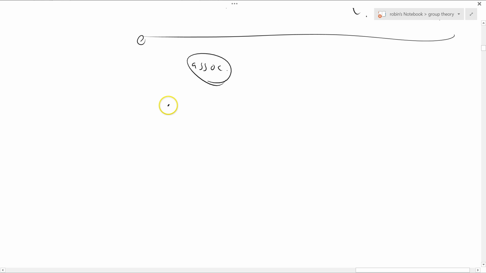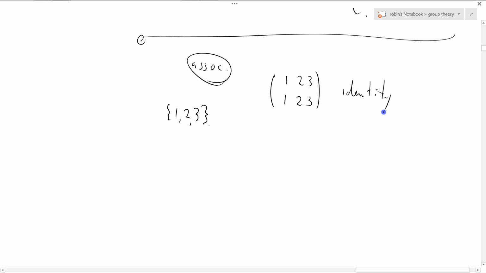I'm going to consider the set of three elements, 1, 2, 3, and I'm going to consider how I might map those. You'll see it written in different ways. 1, 2, 3, and then you write where the number goes to. So 1, 2, 3, this is the identity, because 1 goes to 1, 2 goes to 2, and 3 goes to 3. There you go. How about this? 1, 2, 3, 1, 3, 2. 1 goes to 1, 2 goes to 3, and 3 goes to 2. That's just swapping 2 and 3 over.